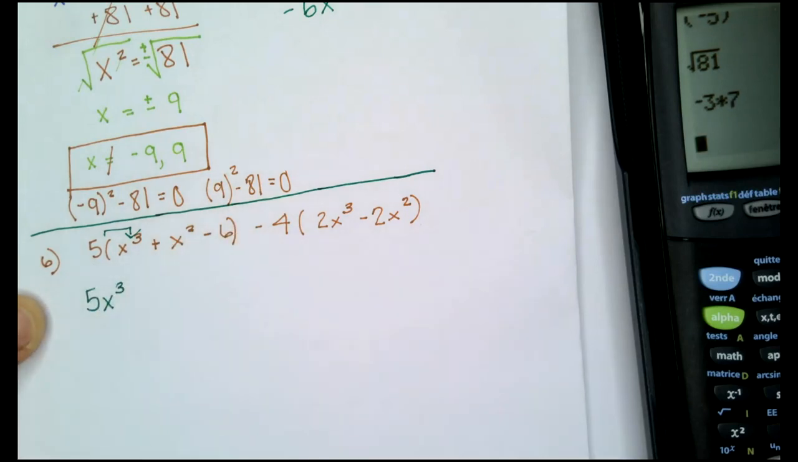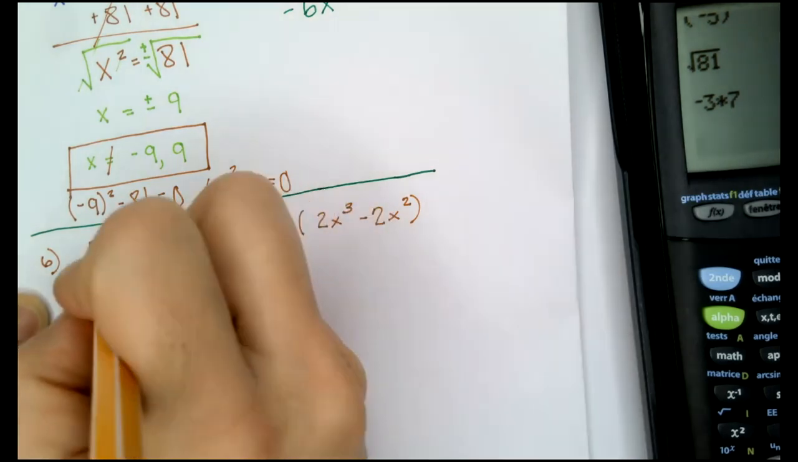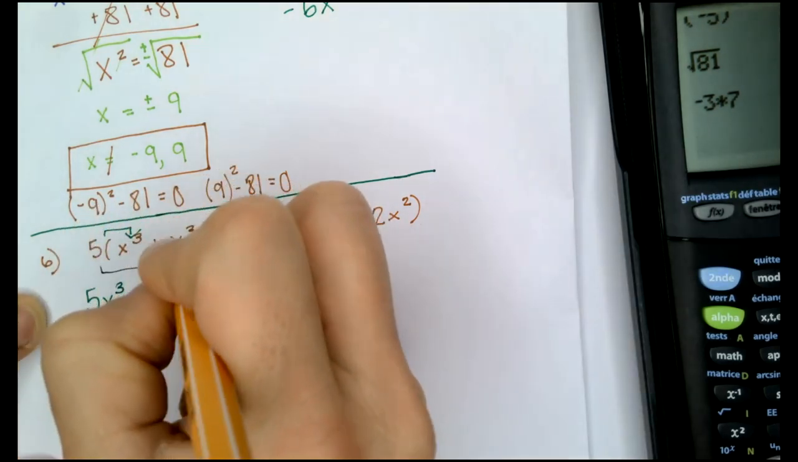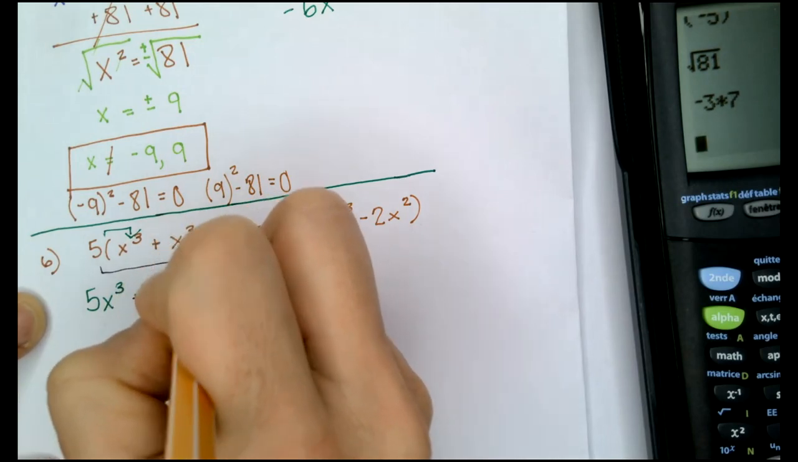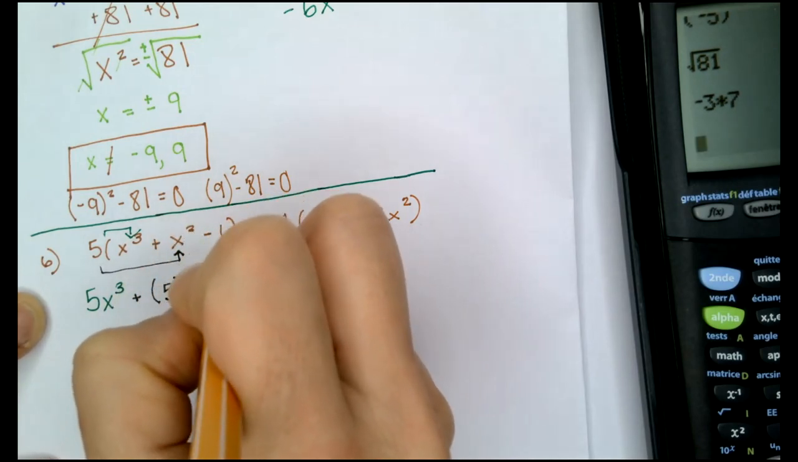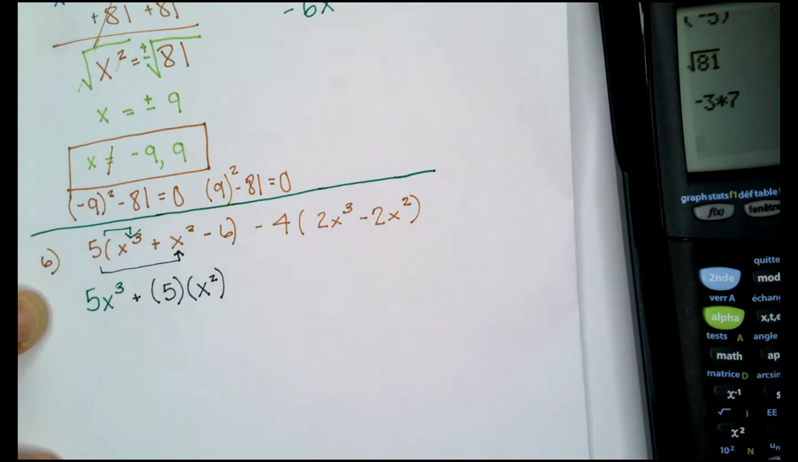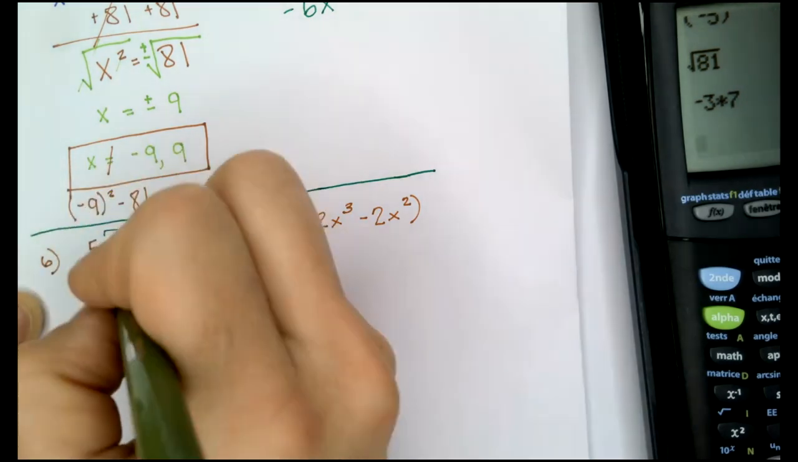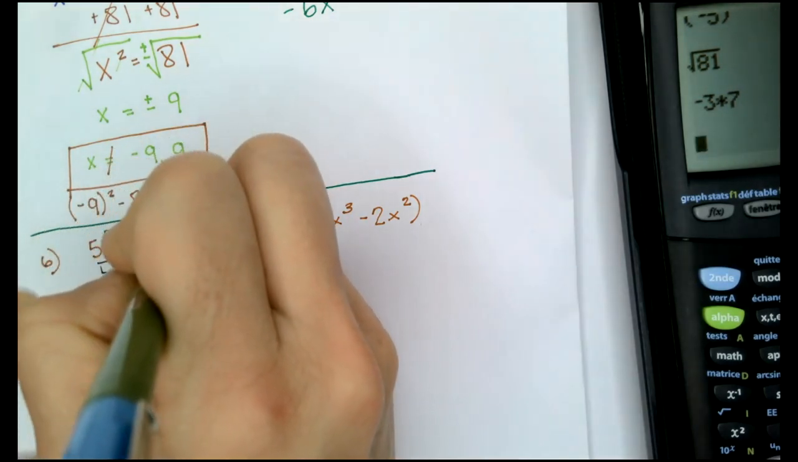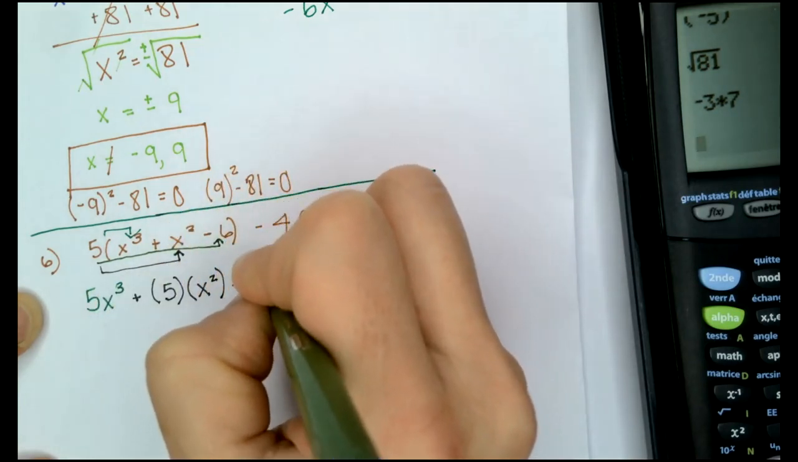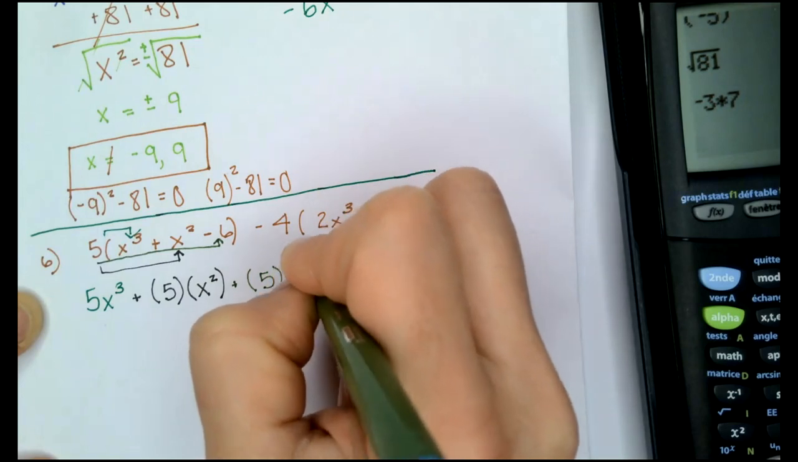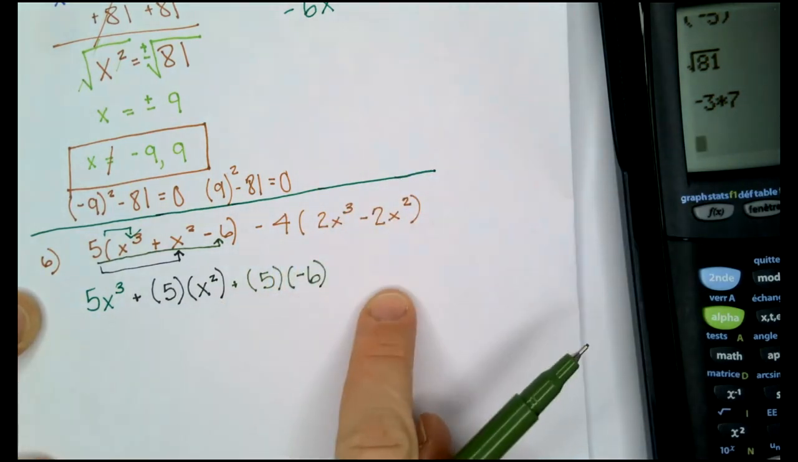And I encourage you to just go real slow. Take that 5, multiply it with the x squared. And again, I use a plus. 5x squared. Okay. Then take that 5, multiply it by -6. So plus 5 times -6. Those are my first 3 terms.